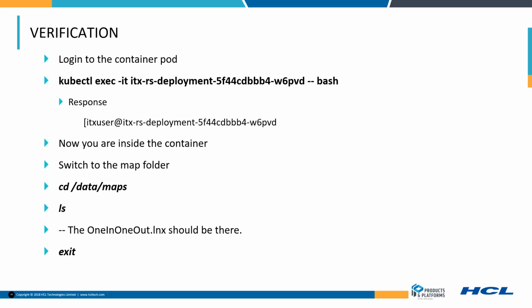To verify the map has been copied, we need to go inside the container. The first thing is to replace the pod name in the command. Enter the command and you will be inside the container in bash mode. Navigate to the /data/maps folder and check to see if the map has been copied over. If not, re-examine the previous copy command. Now you can exit the bash mode.